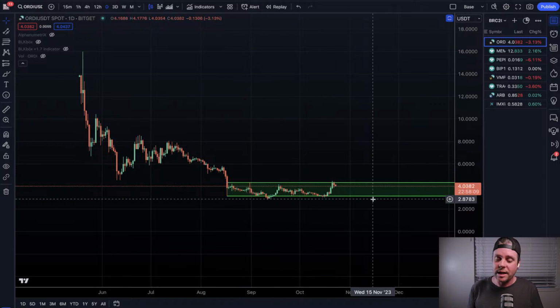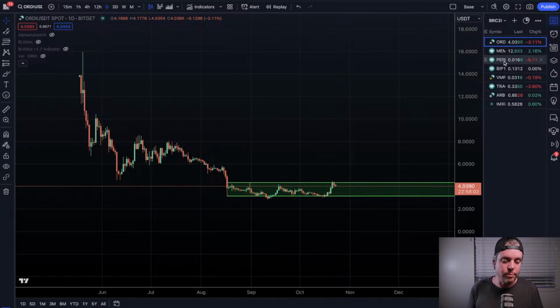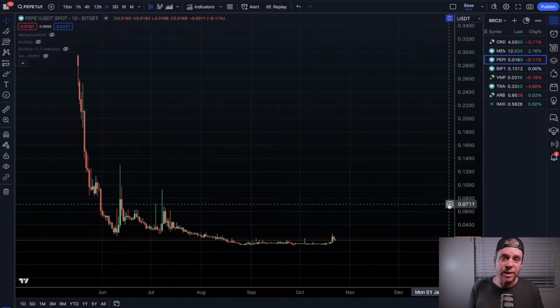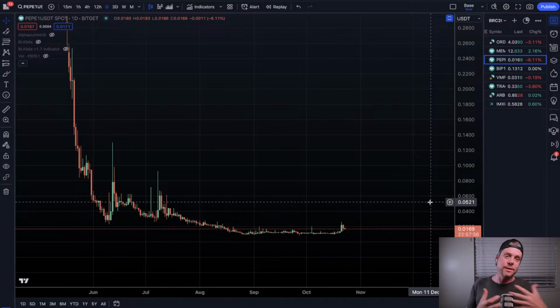So we're going to trade sideways here. We're up against resistance. The assumption is we come back down to the low. So looking at buying Ordi at around $3, I think would be a good move. Pepe, the BRC-20 Pepe. You saw what happened with the Ethereum Pepe. This is Bitcoin Pepe.